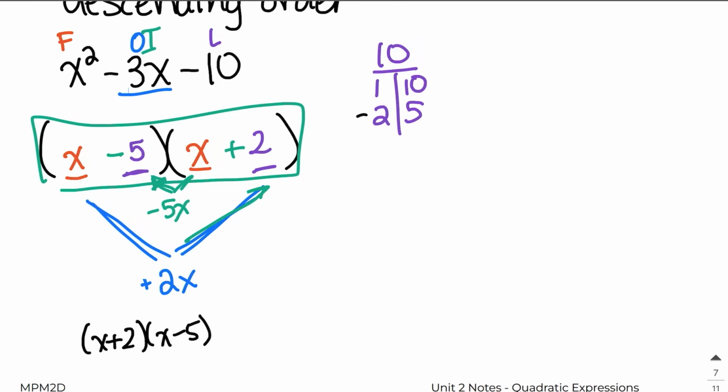I could tell that I would be using 2 and 5 because the outside and the inside would have 2x and 5x, because I'm just multiplying by 1 right here.